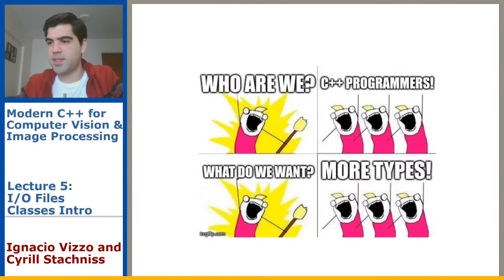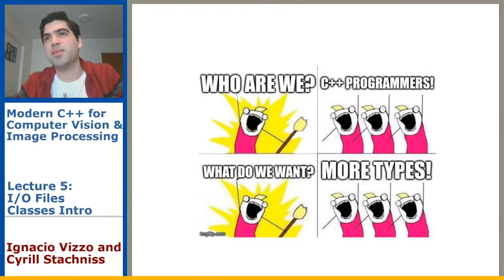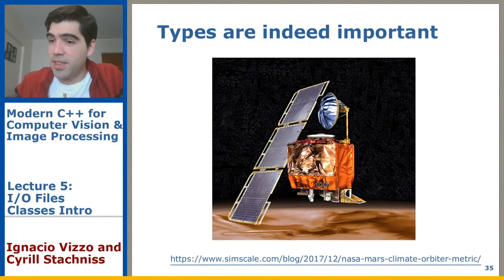So C++ and classes are basically a big thing. When C++ came into the game 40 years ago, at that time it was C with classes, but now it's a much different language. It's much more robust and general. So types are indeed important.